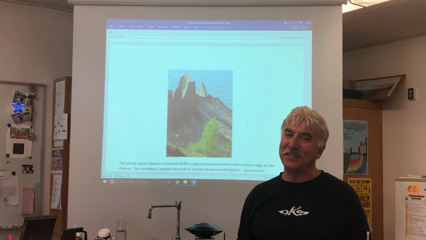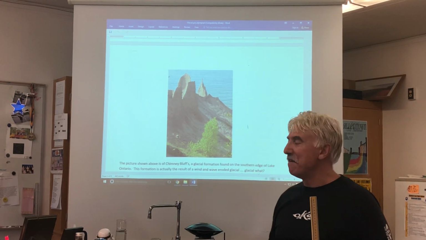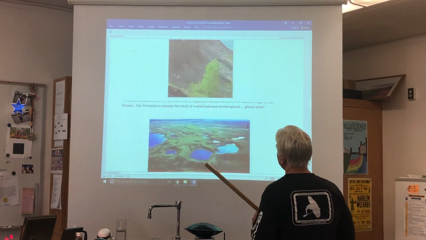Well, we can from space. We can see the teardrop effect, can see the direction of the glacial movement. It's very cool. Next slide, please.